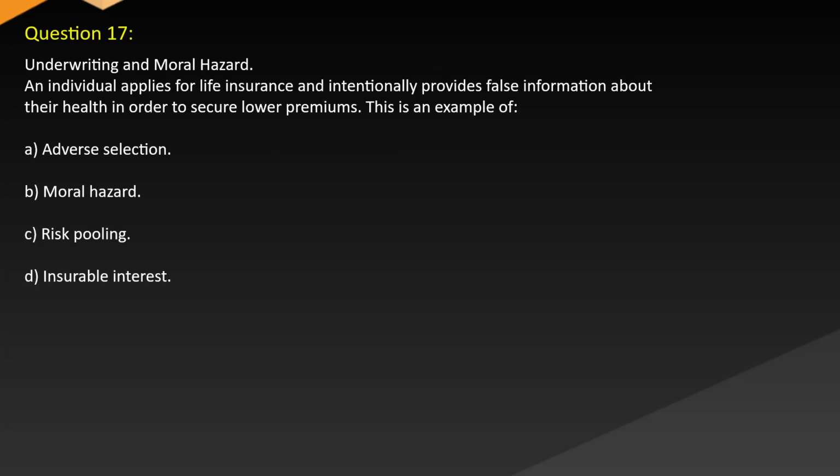Question 17. Underwriting a moral hazard. An individual applies for life insurance and intentionally provides false information about their health in order to secure lower premiums. This is an example of A. Adverse selection. B. Moral hazard. C. Risk pooling. D. Insurable interest.